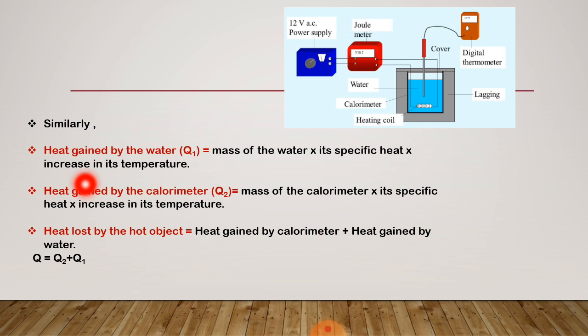And the next is heat gained by water. Let's take an example that water is given. So here what will come? Mass of the water, its specific heat and increase in its temperature, because heat is being gained. But the heat gained by the calorimeter: mass of the calorimeter, its specific heat into rise in its temperature, because heat is gained. So heat lost by the hot object is equal to heat gained by the calorimeter plus heat gained by water. So here the calorimeter is there and water is also there, that is Q is equal to Q2 plus Q1.